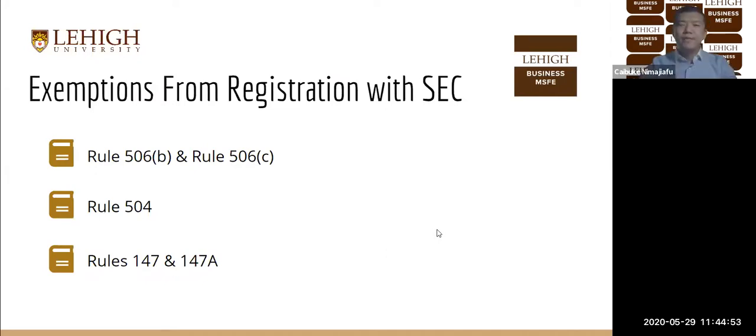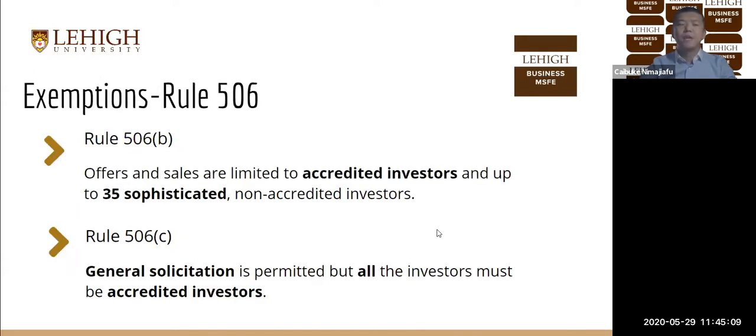Since registration with the SEC might be costly and time-consuming, we want to consider using exemptions from registration. And there are some commonly used exemptions. First of all, it's Rule 506(b) and (c). One of the essential differences between the two is that in Rule 506(b), the investors can be accredited investors and up to 35 non-accredited investors. Whereas Rule 506(c) requires all the investors to be accredited investors.